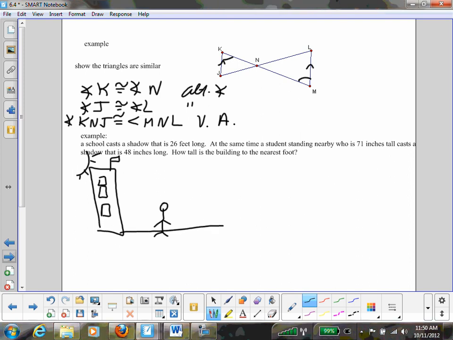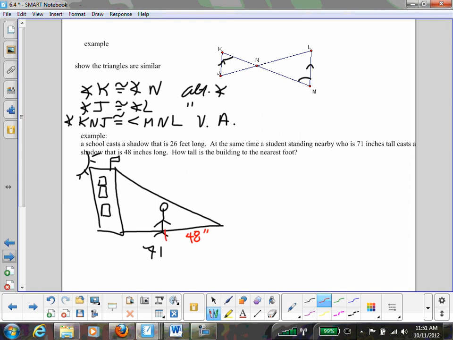All right, so here is the length of the school shadow. And here, we're making my triangles, and the little dude casts a shadow that's only 48 inches. So from here to here is 48, but from here to here is 71, what? Inches. And this, no, 26. This is 26 feet. And the little guy is 71 inches. That's actually pretty tall, isn't it? That's over 6 foot.